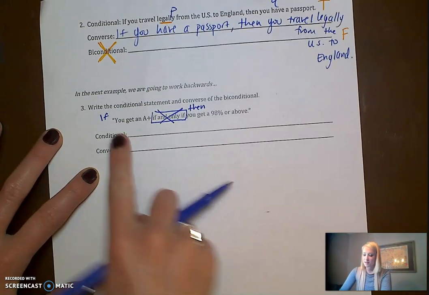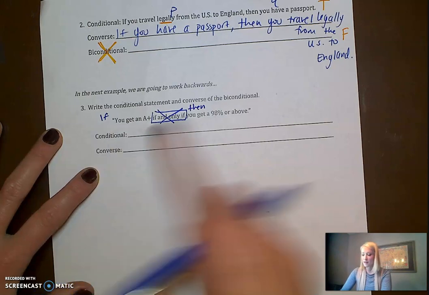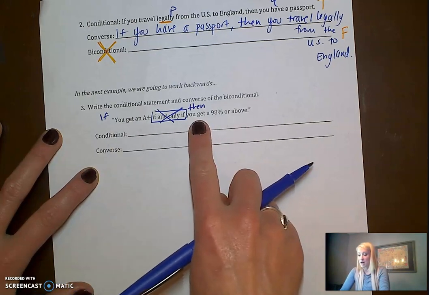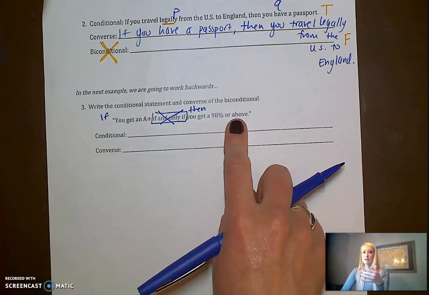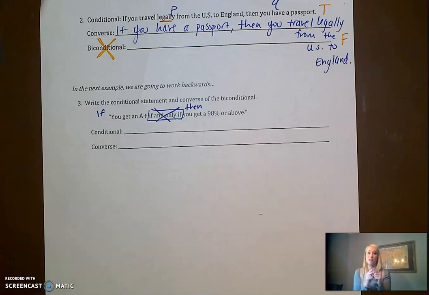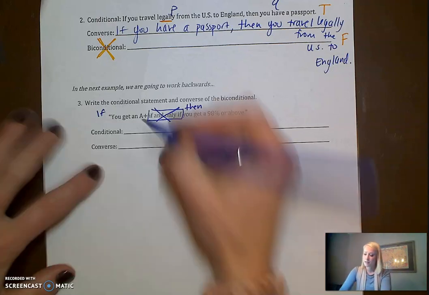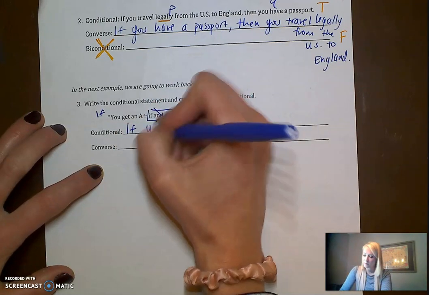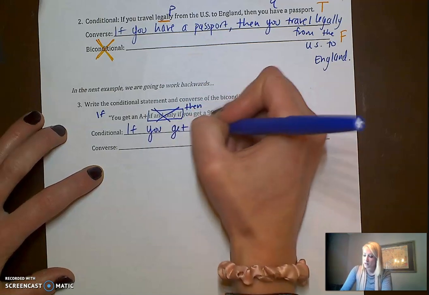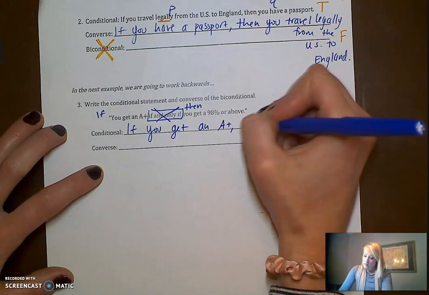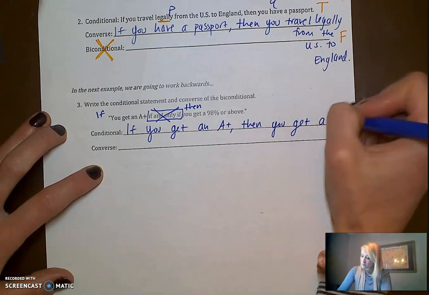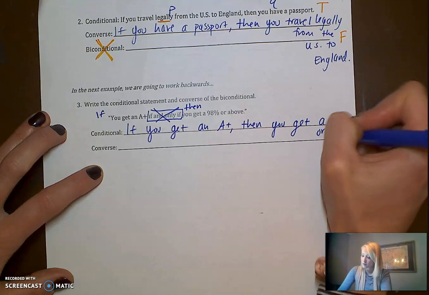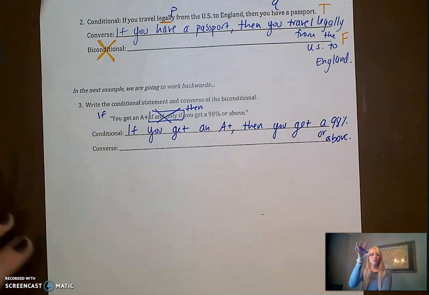And let's just make sure it makes sense. So if you get an A+, then you got a 98% or above. Yeah, A+ is a 98%. 98% or above is an A+. Those two conditions always are connected. So that's where the biconditional came from. So if you get an A+, then you get, we'll say get, a 98% or above. Remove if and only if, put if, then in there.